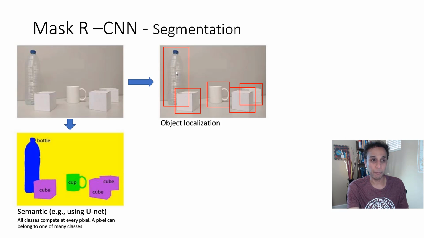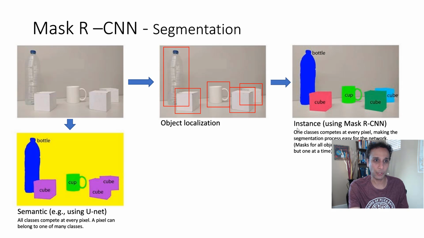But what if you want the information that's a combination of your object localization and semantic segmentation? This is exactly what instance segmentation basically gives you. And one class competes at every pixel. So at every pixel, one class is competing. So the segmentation process becomes easy for the network. And of course, masks of all objects are calculated at every pixel, but it considers one at a time. So that's why the segmentation process is a bit easy for mask RCNN, and this is the mask part of it.